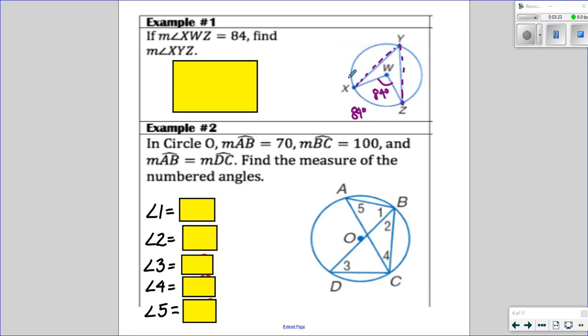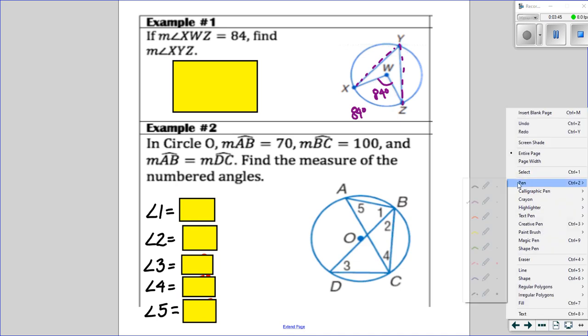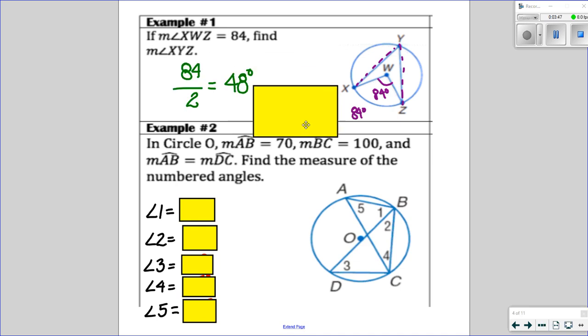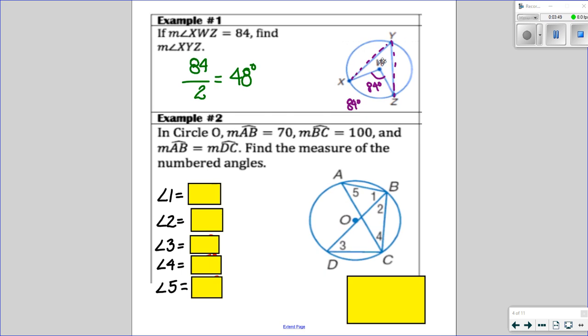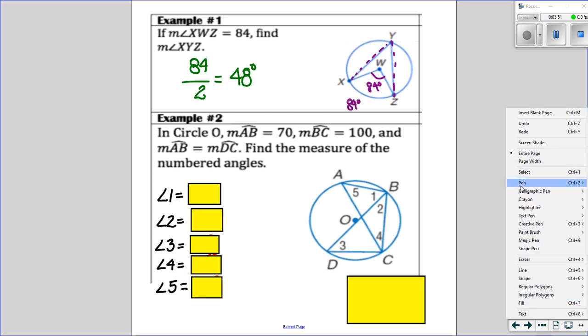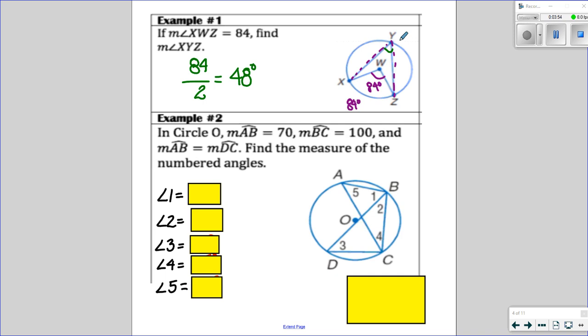But notice that arc XZ is also formed by that inscribed angle XYZ. So what we have learned about the relationship between the intercepted arc and the inscribed angle is that the intercepted arc is going to be twice as much as the inscribed angle. So that means we need to divide 84 by 2, and then we get 48. So angle XYZ is going to be 48.